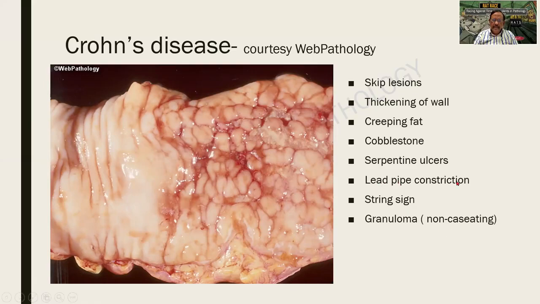So clinically, it is a lead pipe rigidity that we get in Crohn's disease, and radiologically, because of the narrowed lumen, a string sign is seen. Apart from this, there can be multiple skip lesions. Here itself, I am finding a normal area and an abnormal area. And histologically, the granuloma is the hallmark.